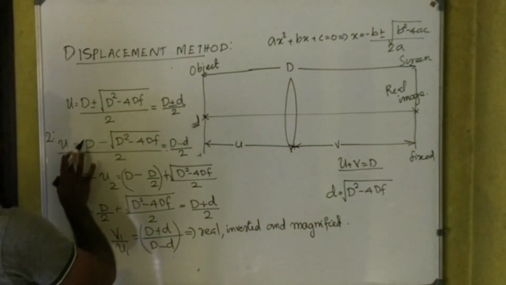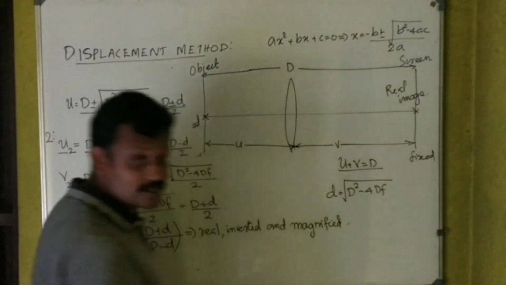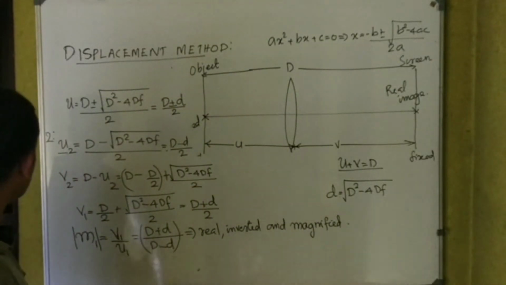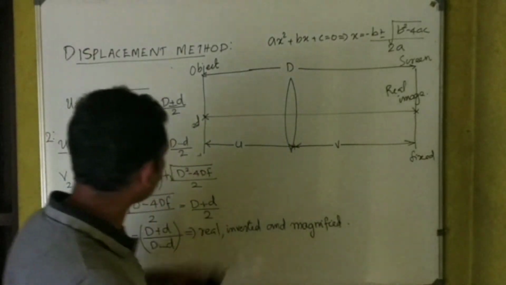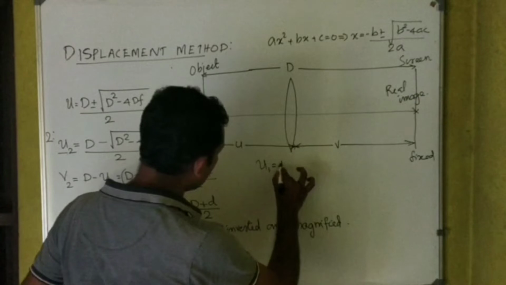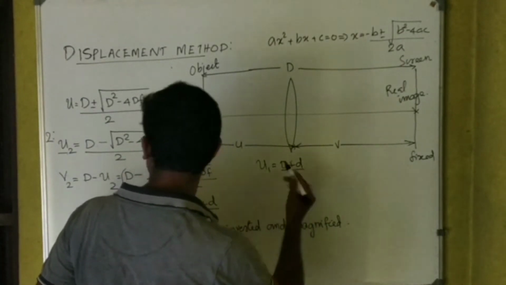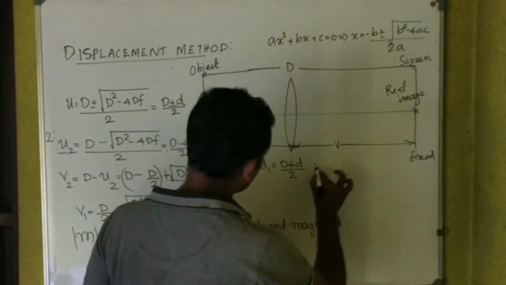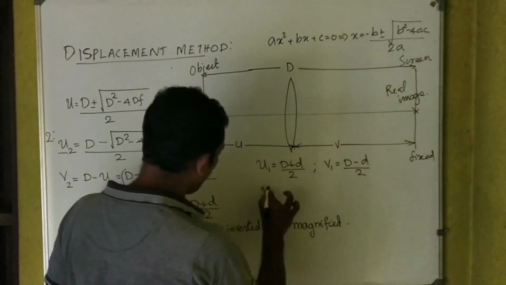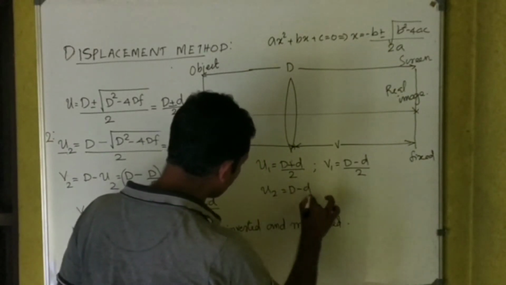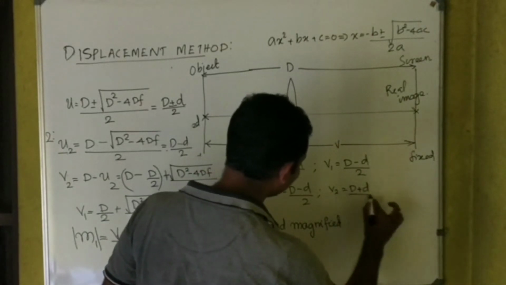Corresponding to this u, that is u2, you are going to get a real image, an inverted image, as well as a magnified image, right? So what you see here is, what was u1 earlier? u1 is equal to d plus d by 2. Correspondingly, we got v1 is equal to d minus d by 2. We got u2 is equal to d minus d by 2. Correspondingly, v2 is equal to d plus d by 2.